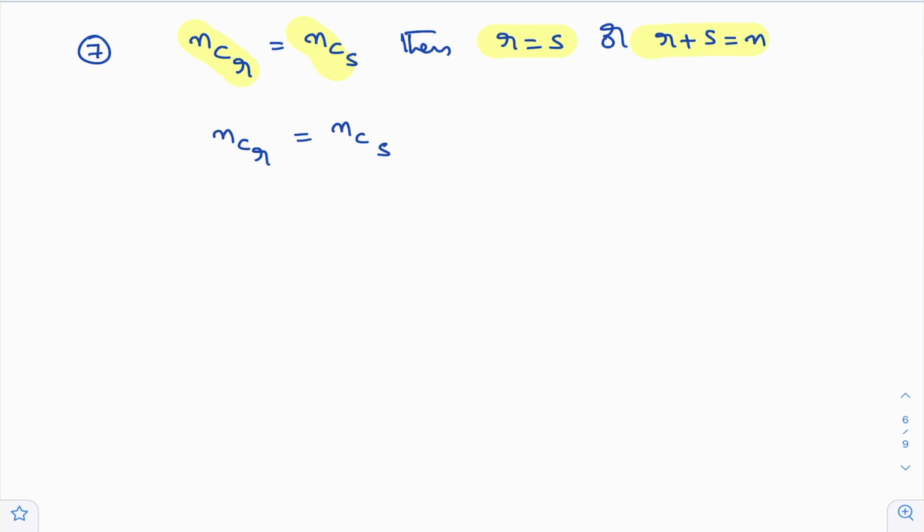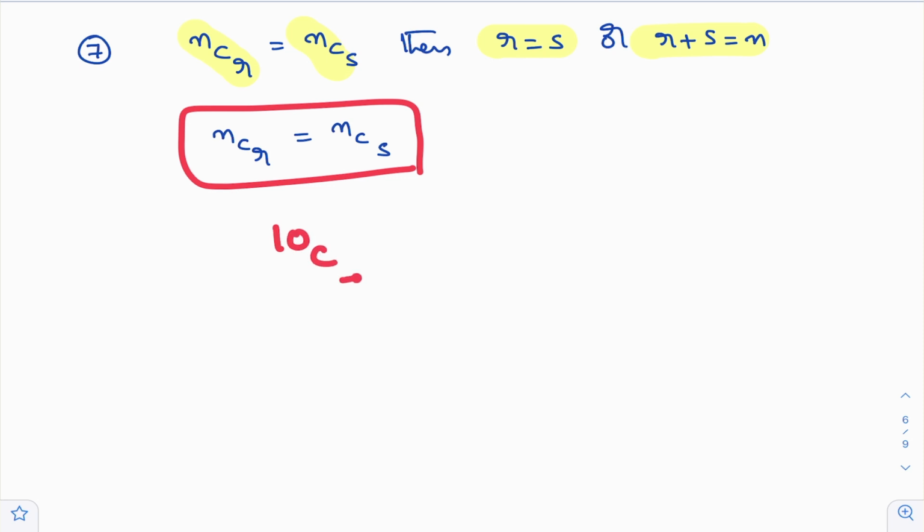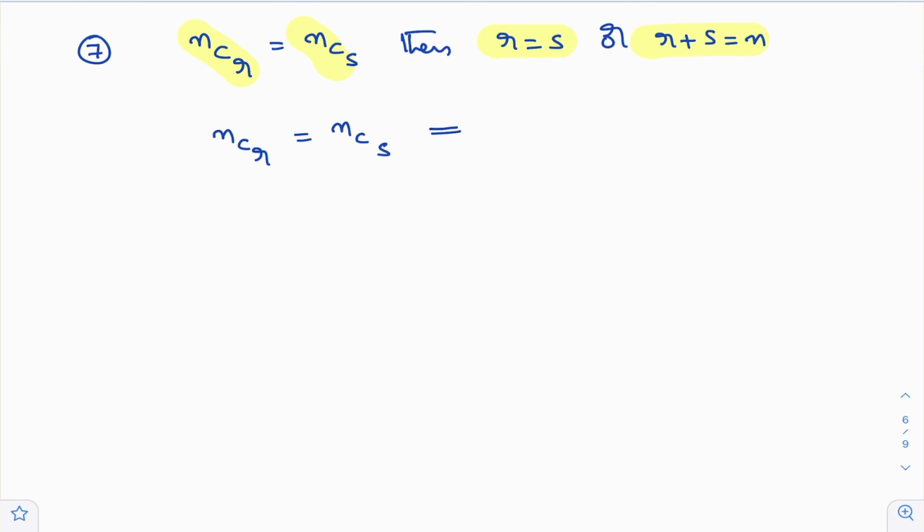What are the chances these two will be equal? Suppose 10C5 equals 10C question mark, if I keep. If these two are equal, 10C5 equals 10C something. What is that something? Immediately what comes to your mind? It is 5 only. That means r equals s. nCr equal to nCs means there is a chance. Directly we can say that r equals s.